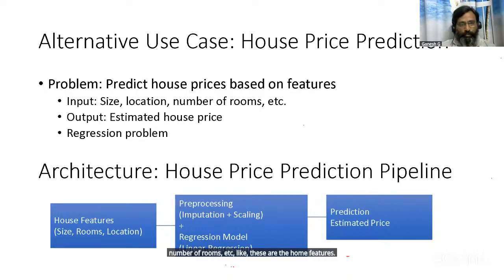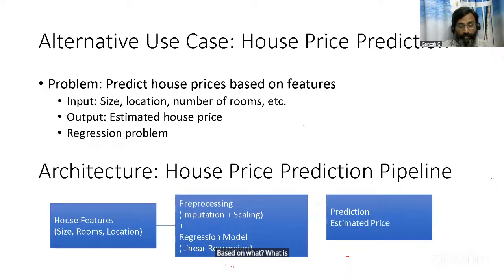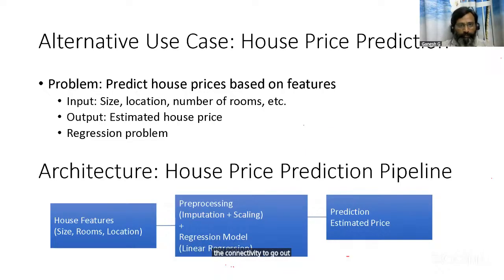So what area is the house in currently? Can I predict based on the size and area? What is the environment nearby? What are the facilities being offered? Do they have a hospital, school, the market, the connectivity to go out? Those are the external factors.